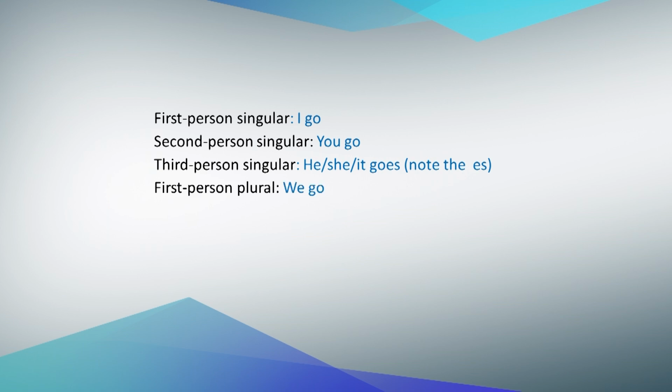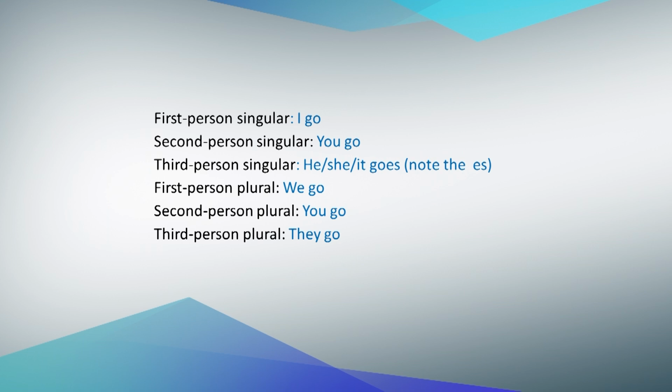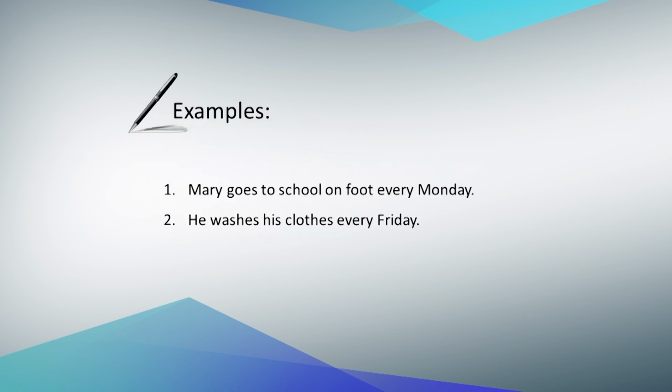First person plural, we say we go. In second person plural, we say you go. In third person plural, we say they go. For example, we say Mary goes to school on foot every Monday. He washes his clothes every Friday.